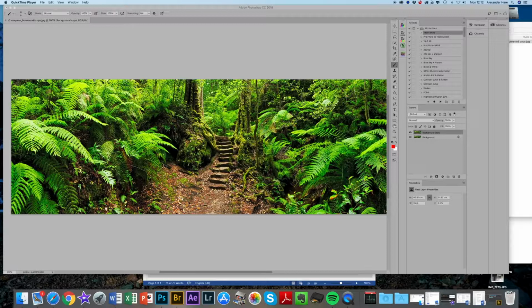We're doing a photo discussion of this photograph taken in the Blue Mountains in New South Wales, Australia. And the reason I've put this picture in for a critique is because it is a very simple picture of a very complicated subject.